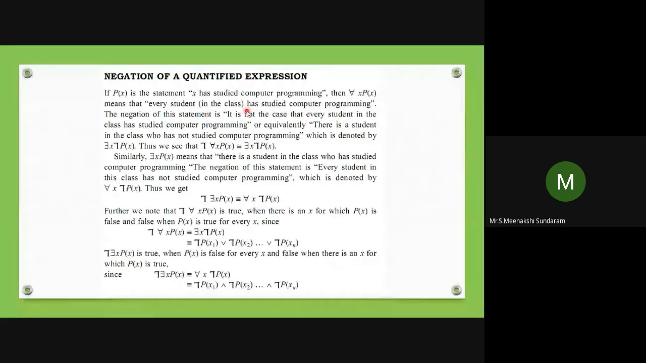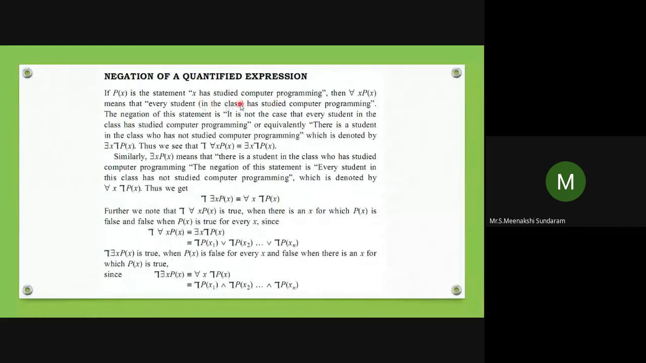Okay, the negation of this statement is: it is not the case that every student in the class has studied computer programming. Equivalently, there is a student in the class who has not studied computer programming, which is denoted by there exists x negation of P of x. That is, there are some students, that is why I can write there exists x. What do you mean by P of x? x has studied computer programming. Upon negation of this, x has not studied computer programming.